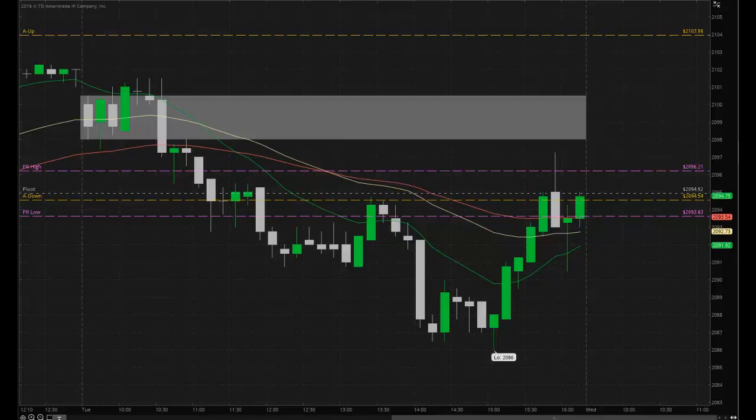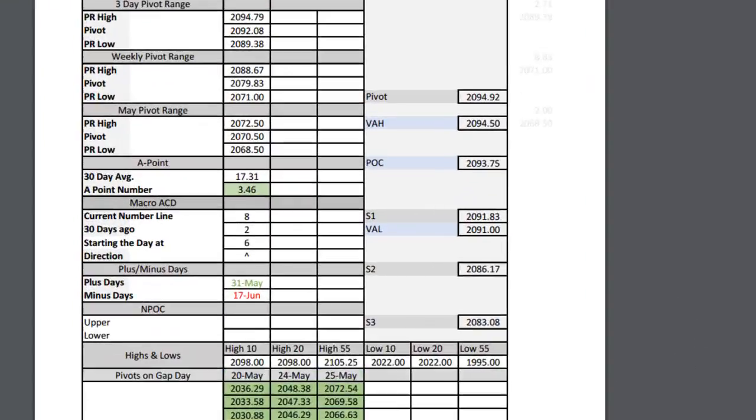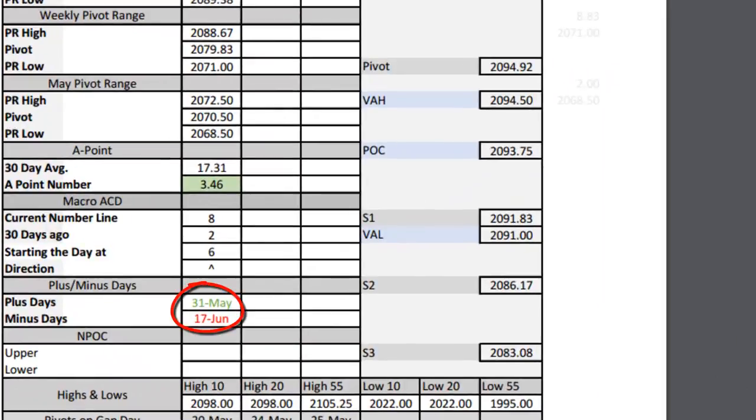Today we had an A down, and it was through the pivot, and I'm going to explain why it was through the pivot. Okay, so let me bring up, let me show you. Here is my trade planner, and you can see right here that the plus day was for today, May 31st.